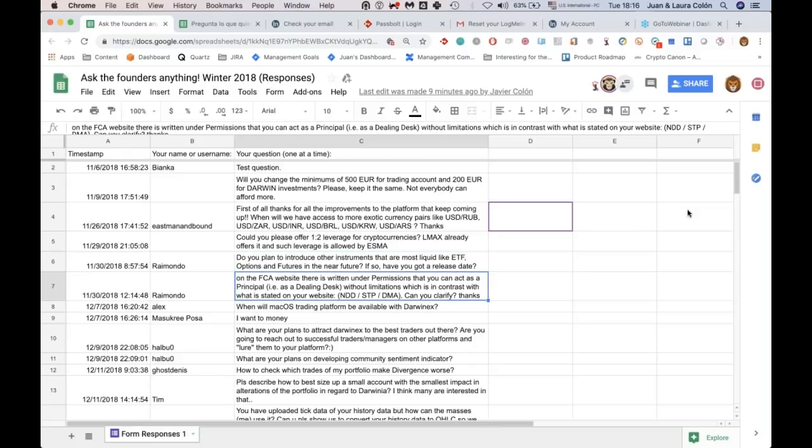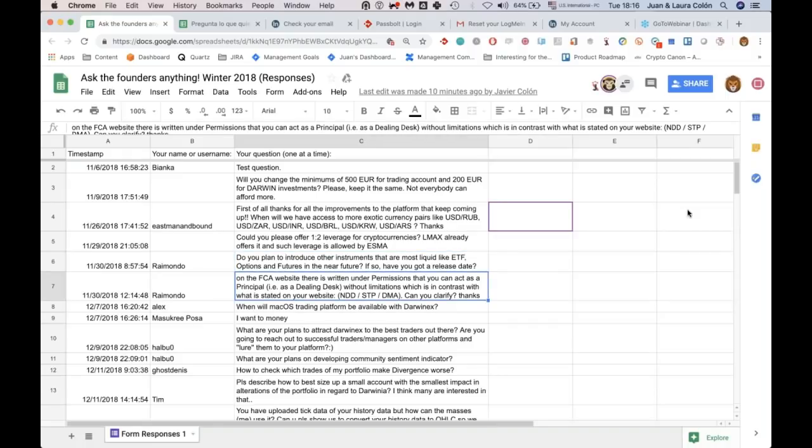Then second in line would be futures, possibly not in the first half. I mean, at the very, very earliest, if at all, it would be done in the second half of 2019, but currently we're not working on it. And then ETFs and options are not even on the radar at this point.